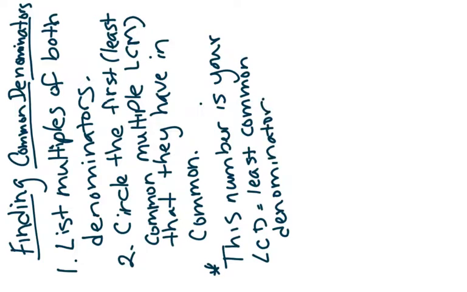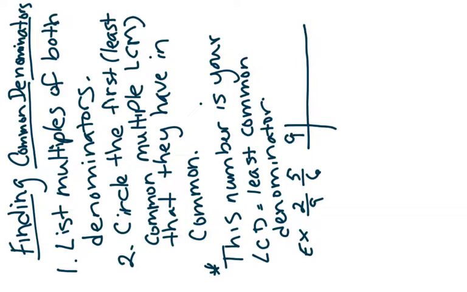Okay, so for example, 2/9 and 5/6. You would list the multiples of both. So I'm looking at the denominators, right? That's what we're trying to find a common denominator for, and I'm going to list the multiples of 9. And guys, if you need to look at your anchor or your multiplication chart in your interactive notebook, please do so. So it goes 9, 18.